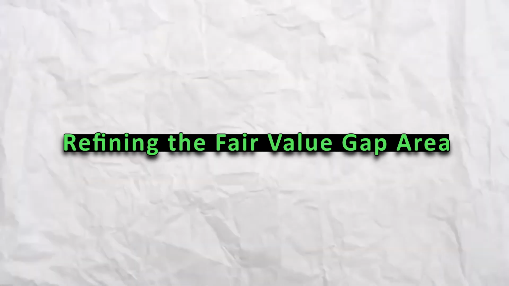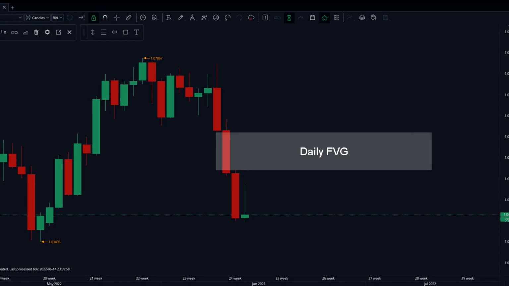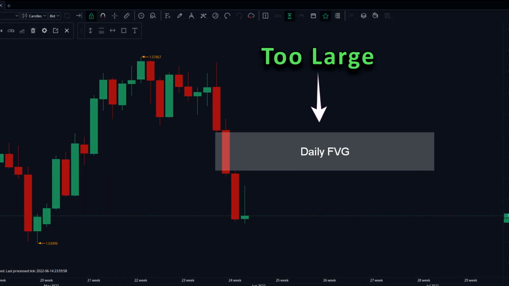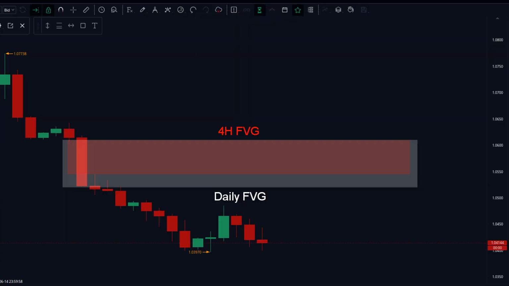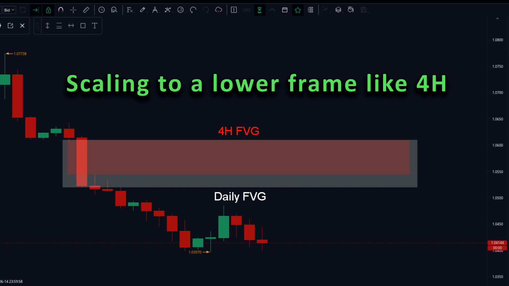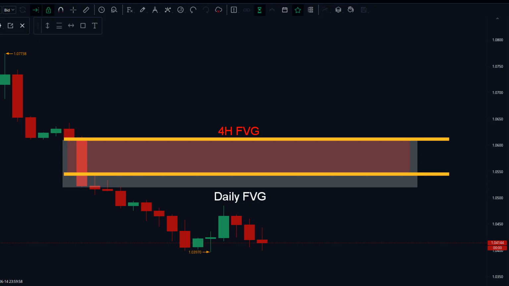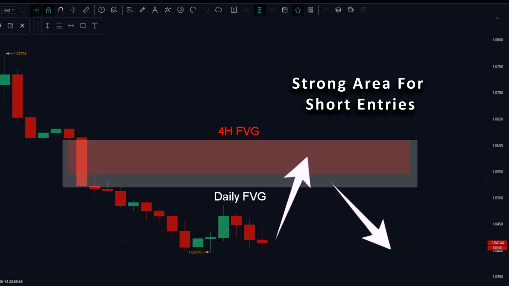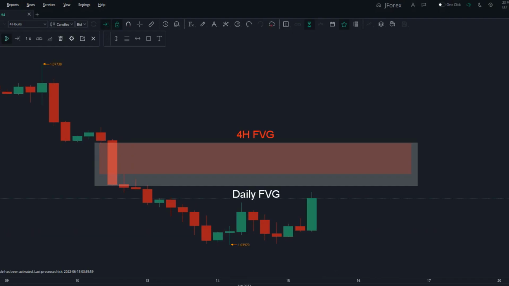Refining the fair value gap. For day traders, a daily FVG zone may appear too large to define precise trade entries. This is where the concept of refining the fair value gap becomes essential. By scaling down to a lower time frame, such as the 4-hour chart, we can pinpoint a more precise FVG within that zone. If the FVG on the 4-hour chart overlaps with the daily FVG, it becomes an even stronger area to look for potential trade setups, particularly for short entries in a bearish trend.